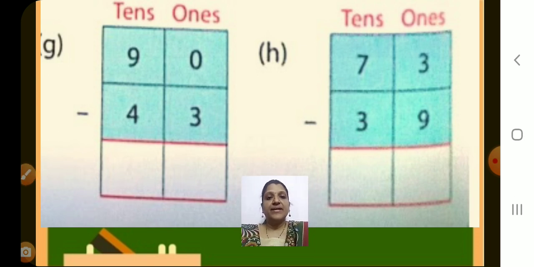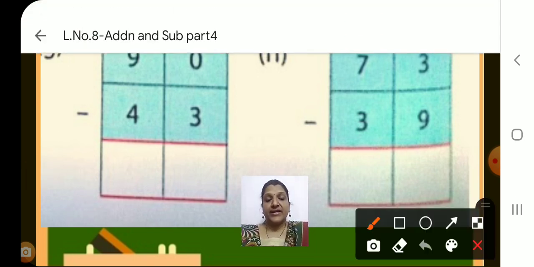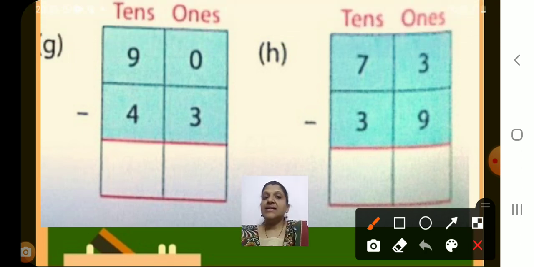Next, let's read the example. 90 minus 43. Here we have to do the subtraction. Children, please look at the signs carefully before solving the example. It is very important. Now 90 minus 43. First we have to do the subtraction of numbers in the ones place. So 0 minus 3. 3 is bigger than 0. Hence what should we do? Yes, we should do the subtraction by the borrowing method.